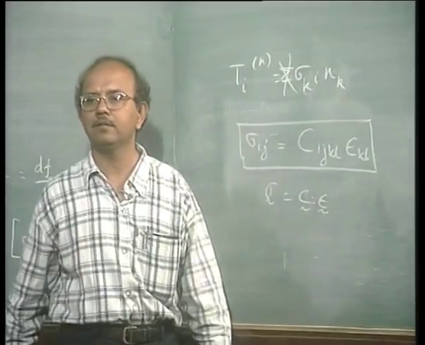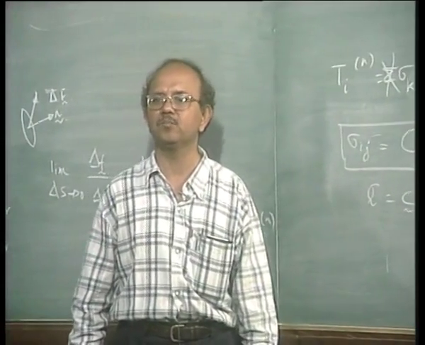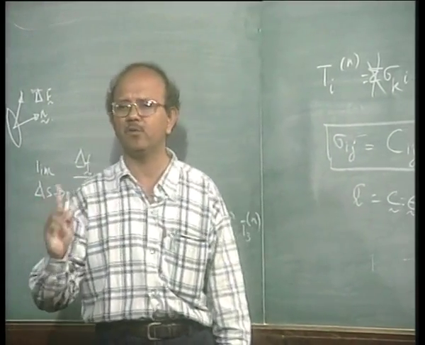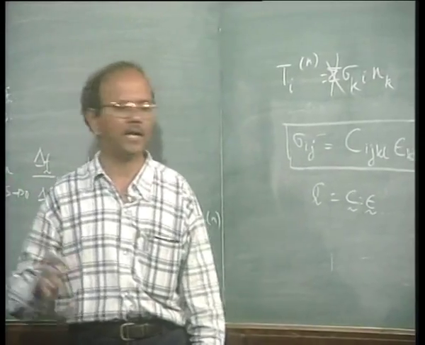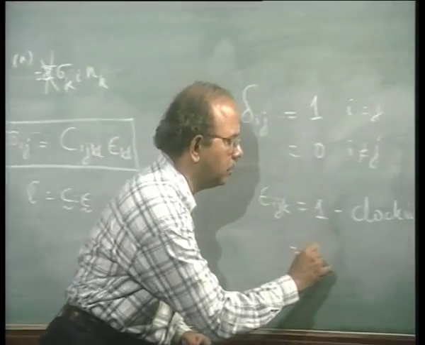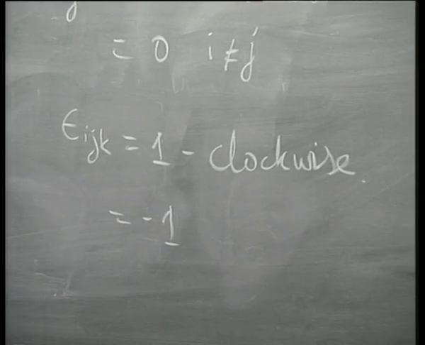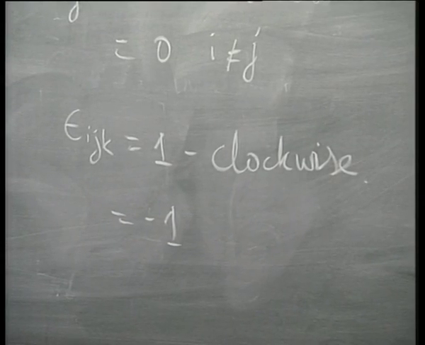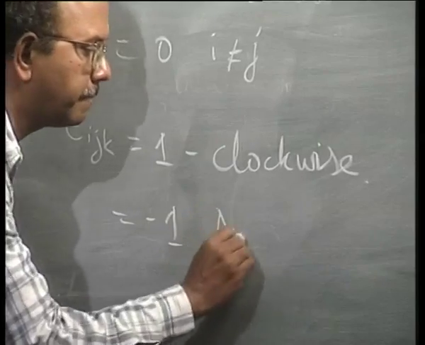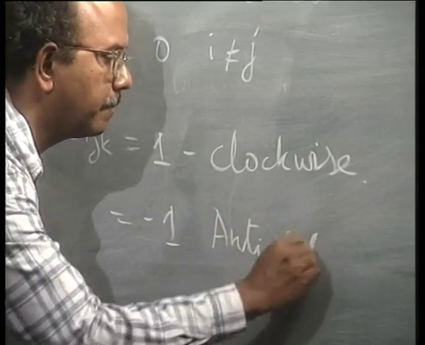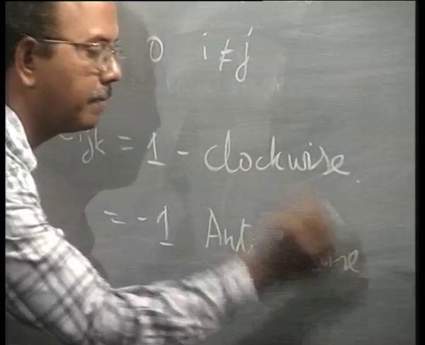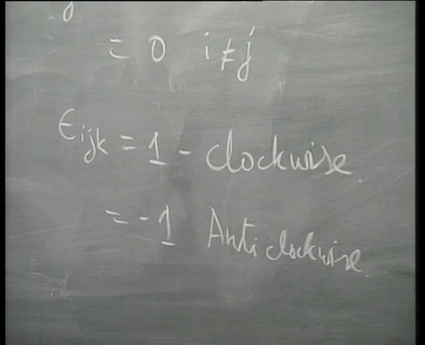Now, whenever I have anti-clockwise, instead of 1 2 3, 2 1 3, 3 2 1 and so on, this permutation symbol is deemed to have a value. It is just an assumed value. We say that this will have -1 for anti-clockwise. Is it clear?